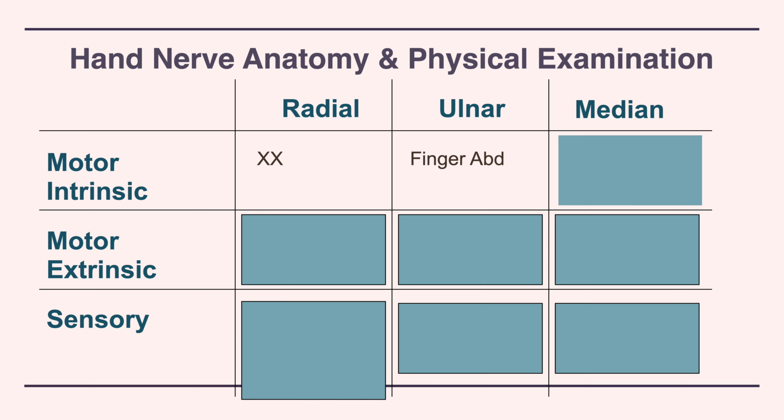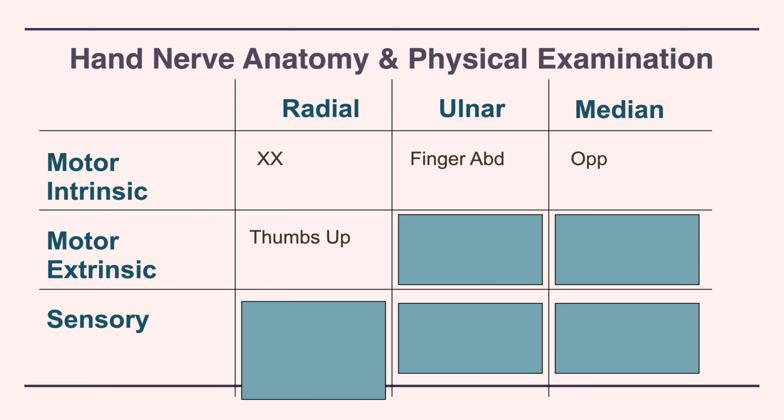Now, motor extrinsic, or muscles that act on the hand that are outside the hand, that are innervated by the radial nerve, are basically all of the extensors. So extensor pollicis longus, extensor digitorum communis, extensor carpi radialis longus, and extensor carpi radialis brevis are all examples of extensors. But I usually just test it by asking the patient to do a thumbs up or an EPL test. And that's represented by thumbs up in this grid.